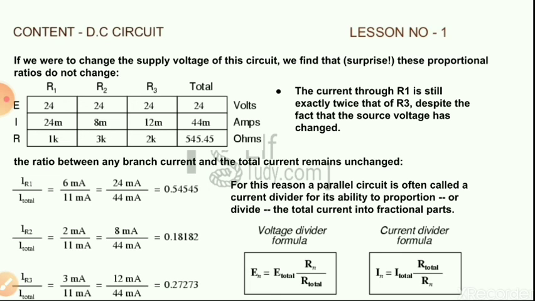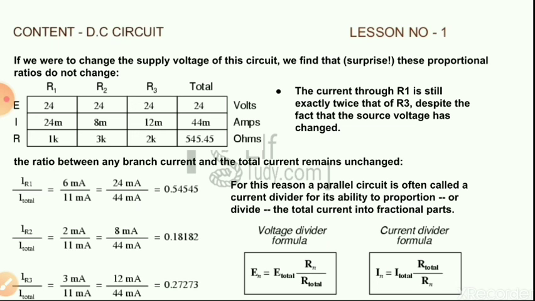You have to remember these two formulas. One is the voltage divider formula and another is the current divider formula. If you want to find the voltage drop across any resistance of a total of n series resistances, then you can find the voltage drop using this formula. Here E total is the total applied voltage, R total is the total resistance, Rn is the nth resistance, and En will be the voltage drop across the nth resistance.